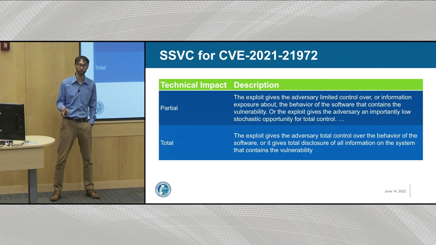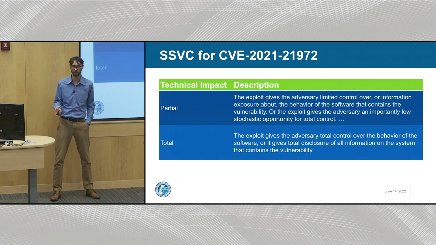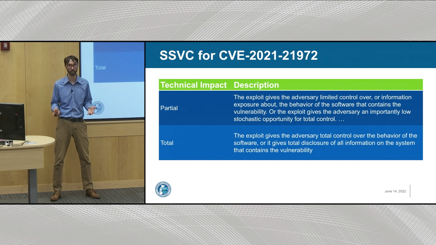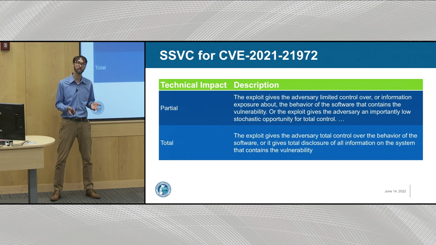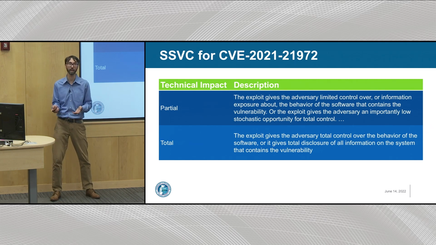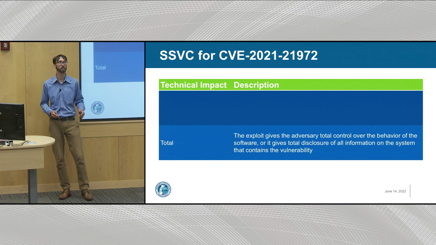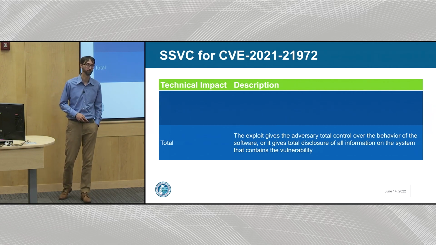Well, we know from the description that it provides remote code execution, which generally means that it gives the adversary total control over the server. We also might find that out from looking at the CVSS vector string. Perhaps we can look at the impact metrics. But the description is pretty clear in this case that it gives total control. So we pick that one.